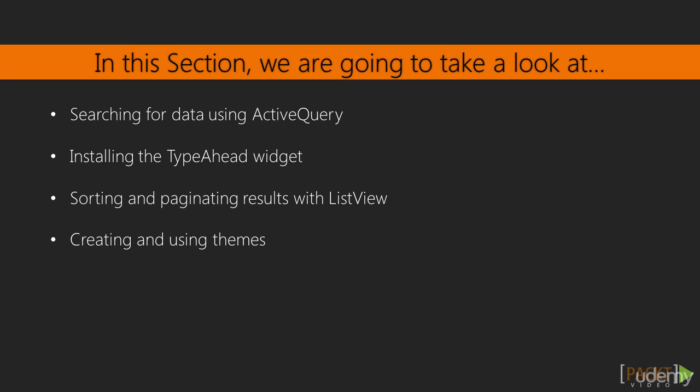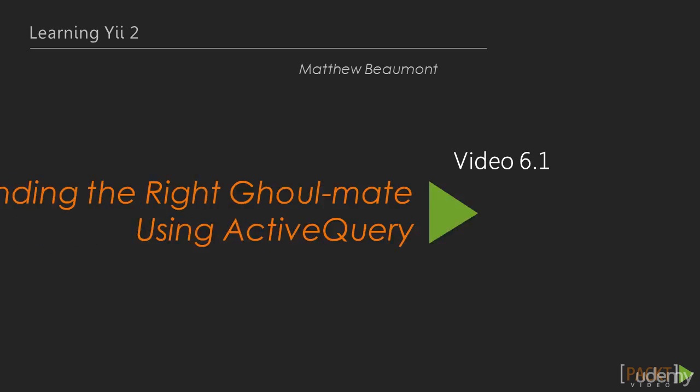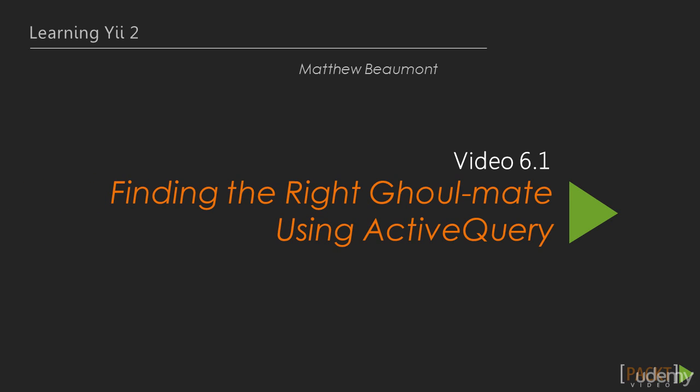Next, we'll learn how to sort and paginate our search results using the List View widget. Finally, we'll learn how to create and use alternate themes for our application. Let's jump right into the first video of this section, Finding the Right Ghoulmate using ActiveQuery.